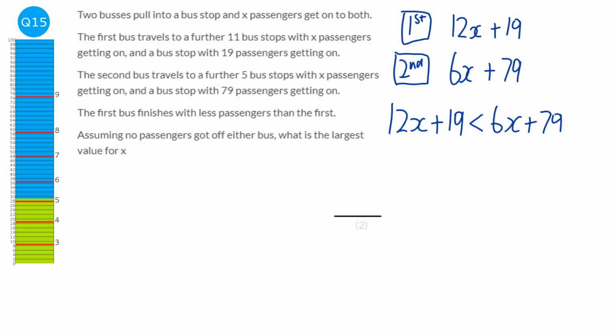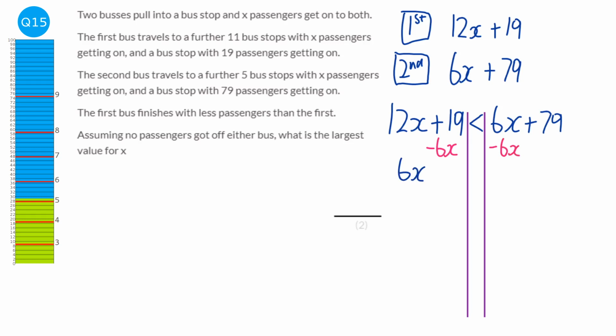Now all we need to do is solve that inequality, and we've got X on both sides, so we look at the X's. We've got 12X and 6X, so we always take away the smaller amount, so we're going to take away the 6X both sides. And next thing we're going to do is take away the 19 from both sides. And so, meant to be 60. Got ahead of myself. And the last thing we do is divide by 6 both sides. And so we've got X is less than 10.